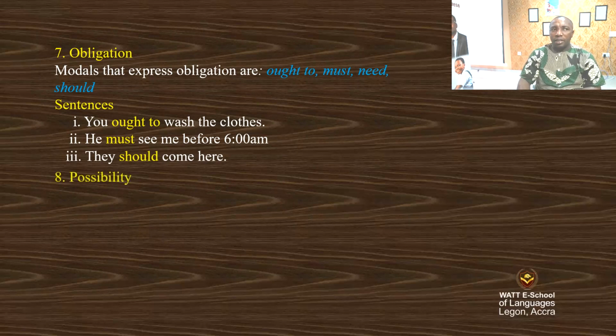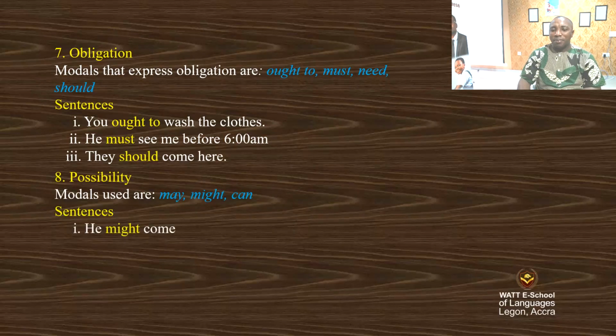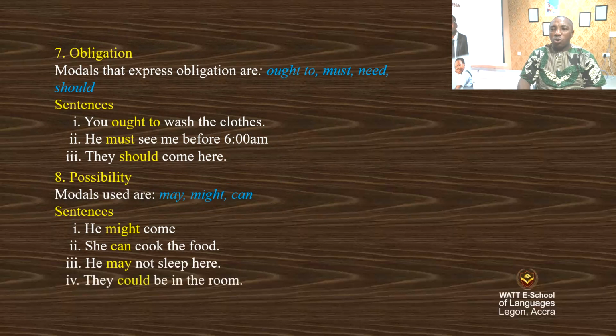Now, possibility. Modals used are may, might, can. Examples: he might come. She can cook the food. He may not sleep here. They could be in the room.